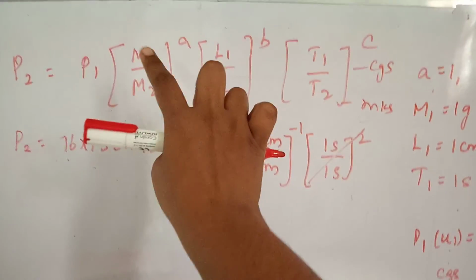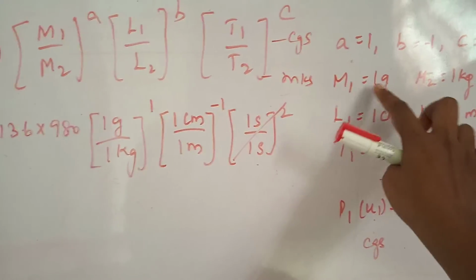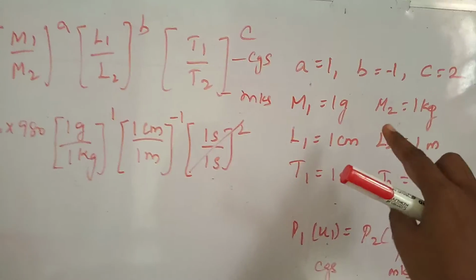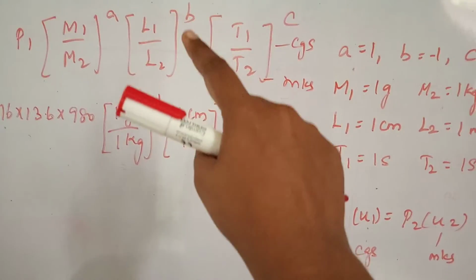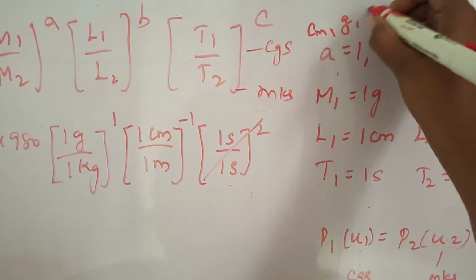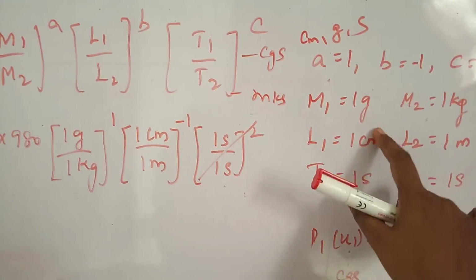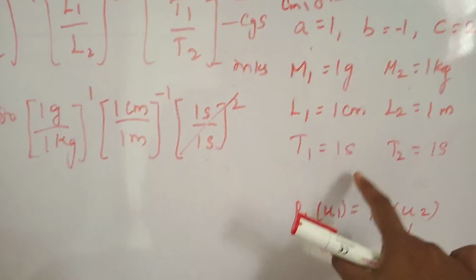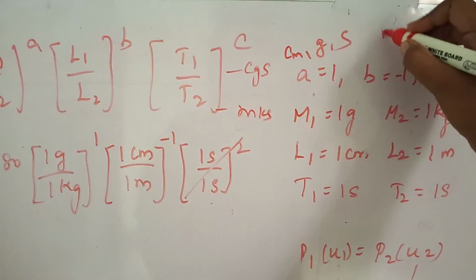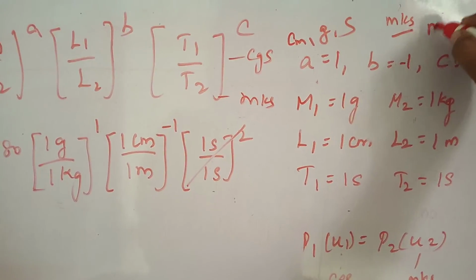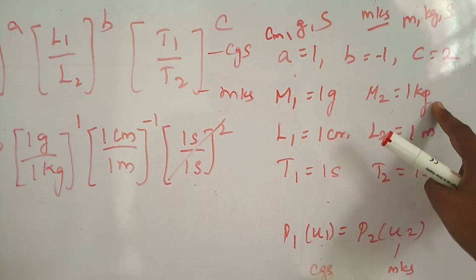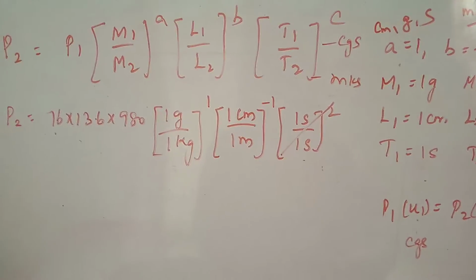Mass M1 is in CGS, no? For CGS, it is 1 gram. And for mass M2, it is in kilogram, so it is 1 kilogram. For length L1, CGS system, it is centimeter. CGS system is centimeter, gram, seconds. So for mass, it is gram; for length, it is centimeter; and for time, it is seconds. And similarly, the MKS system is meter, kilogram, seconds. So for length it is meter, for mass it is kilogram, and for time it is seconds.